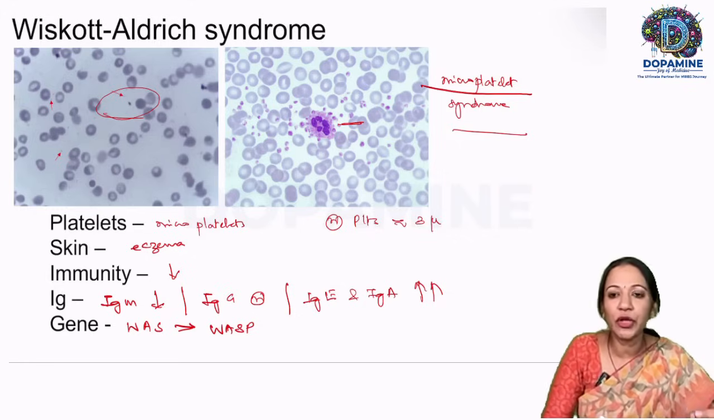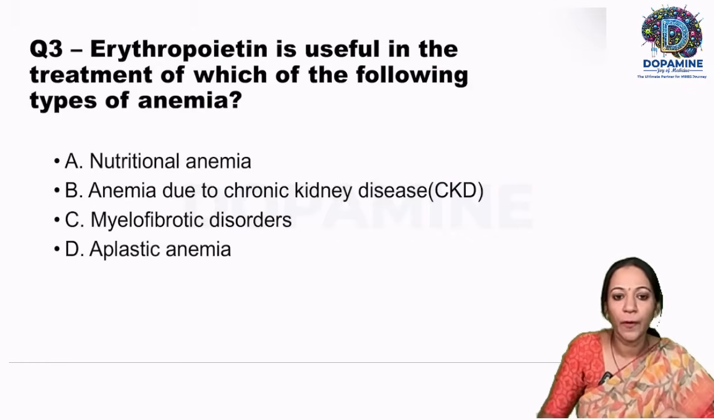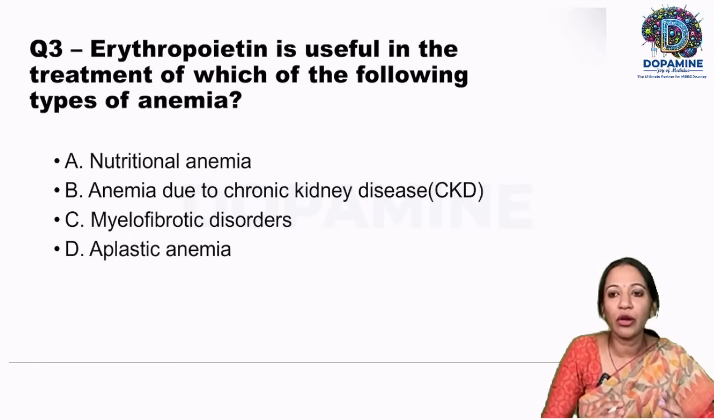So the right response for that particular question would be Bare lymphocyte syndrome. We'll see the next question. A very practical question is being asked. Erythropoietin is useful in the treatment of which of the following types of anemia? We are all aware clinically that we use erythropoietin in patients on renal dialysis.